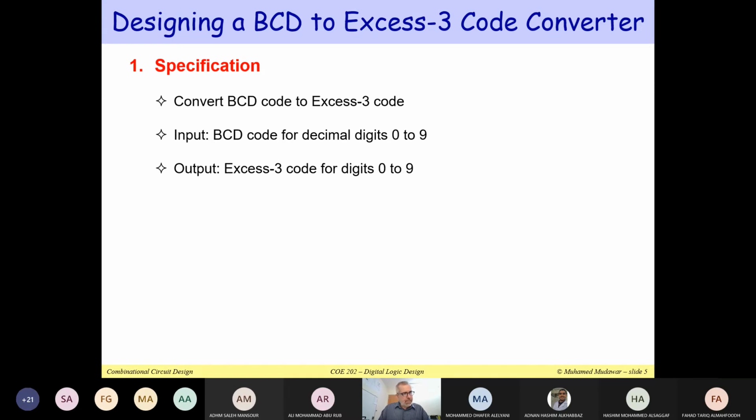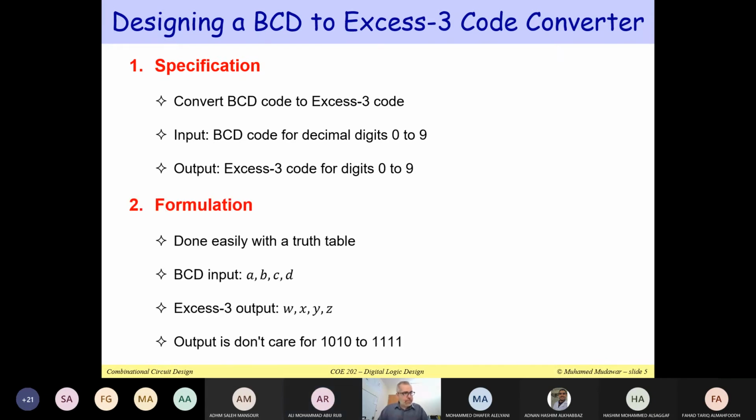Now, we have the specification. From the specification, we have to go to the second step. What was the second step? So from specification, where do we go? What is the second step? Formulation. Okay, sorry, I did not hear you. Formulation, exactly, formulation. So that will be step number 2, which is formulation.